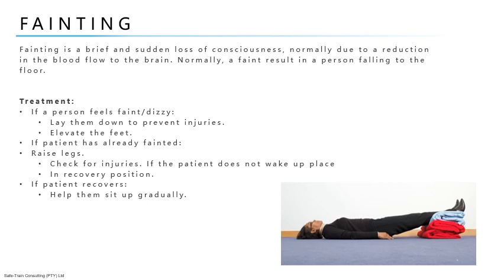Treatment for a faint. If someone complains of feeling faint, you should lie them down, on the floor with their feet elevated until they feel better. This is to prevent any injuries occurring if they do fall. If someone has fainted, you should raise their legs, to improve the blood supply to the brain. If they have fallen, check for any injuries, such as fractures, or head injuries. Once they recover, help them sit up gradually. Do not let the patient stand up straight away, as they may just faint again.